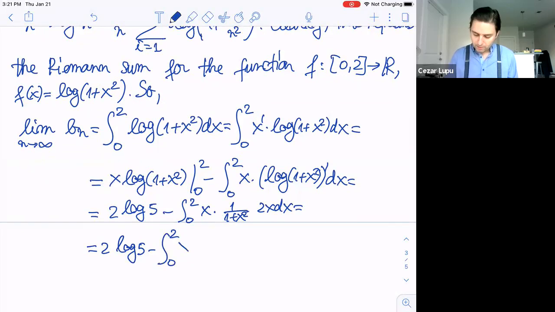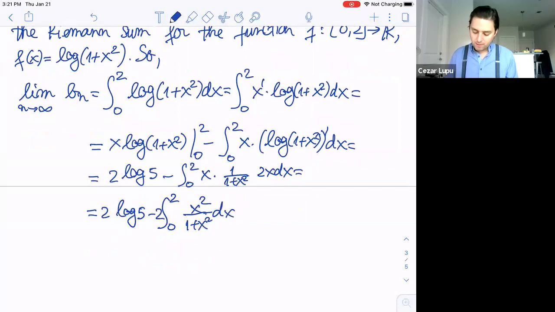So this is 2 log 5 minus, let me take the 2 out, 2 times the integral from 0 to 2 of x squared over 1 plus x squared dx. And now if you want to compute it, this would be 2 log 5 minus 2.